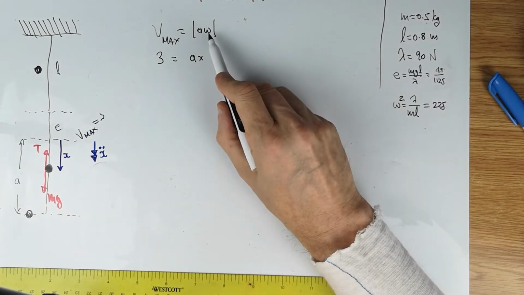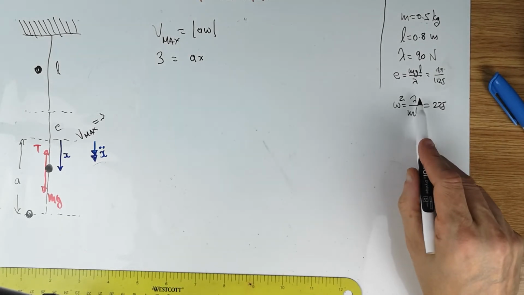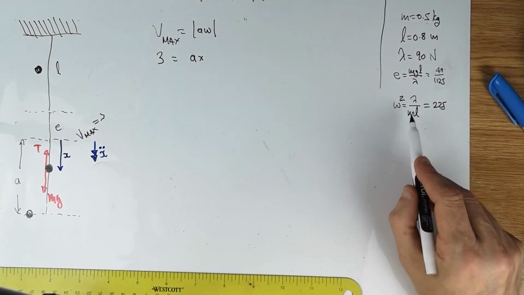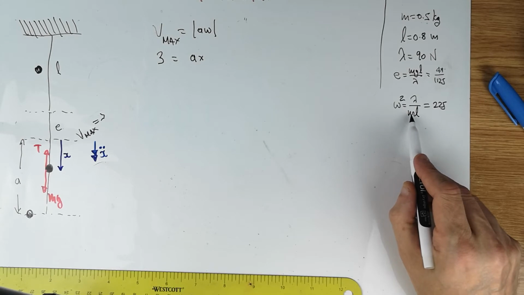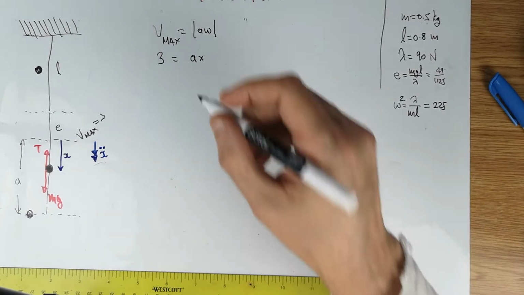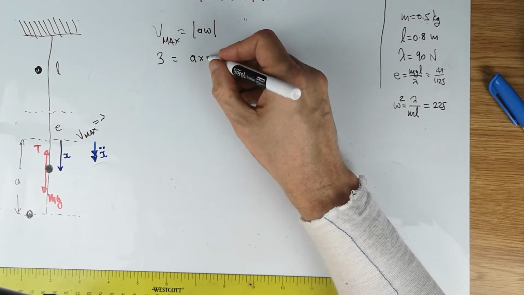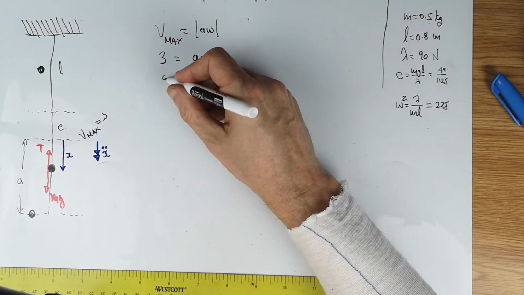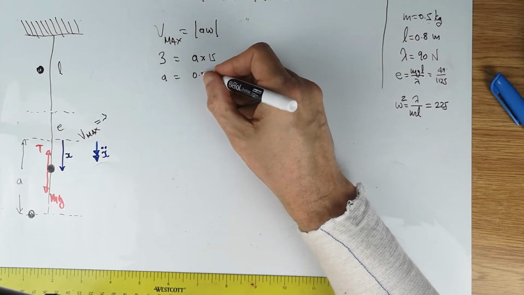If you look at the omega, it does not depend on the amplitude. It depends on the lambda, the modulus of elasticity, which is exactly the same. It depends on the mass of the particle, still 0.5. It depends on the natural length of the string, still the same. So therefore, this bit here is still 15. And therefore, the amplitude is 0.2.